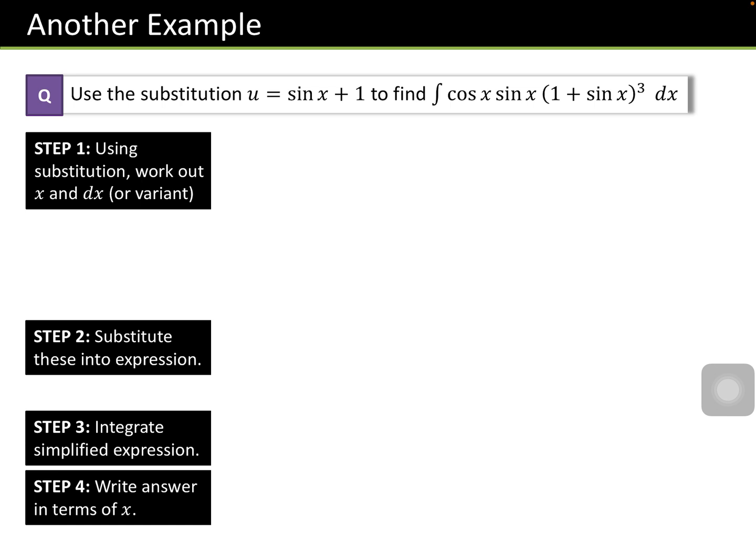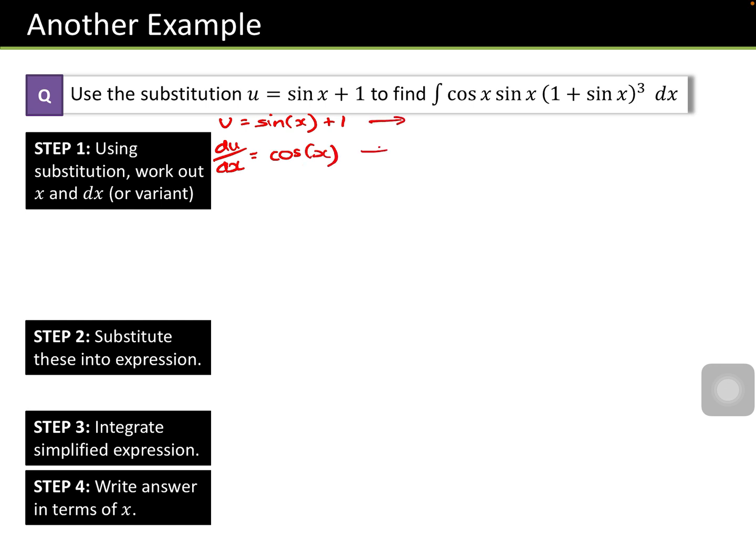Okay, right. Let's go through another example. So, you are told to make u equal sin x plus 1. And we've got to find the integral of cos x sin x, lots of 1 plus sin x cubed. Okay, so first step, always the same. We're going to start with u, and we are going to find du dx. So, u equals sin x plus 1. So, du dx, when I differentiate sine, I become cos. So I just end up with cos x.